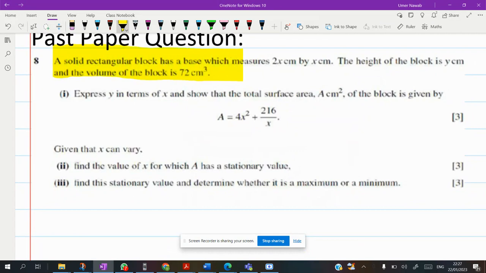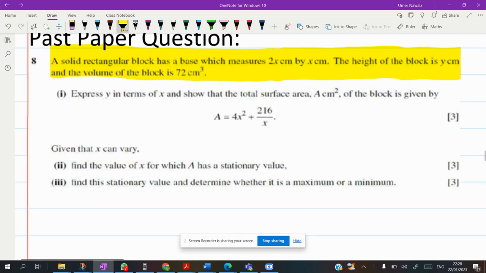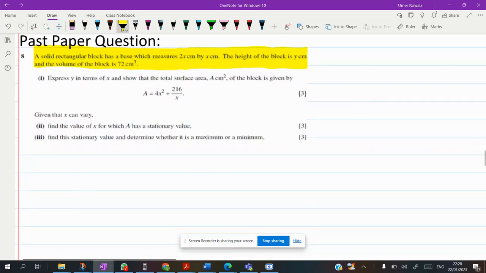A solid rectangular block has a base with measures 2x by x, and the height of the block is y centimeters, and the volume of the block is 72 centimeter cubed. Right? So he's talking about a cuboid. So let's try to make a cuboid here for you.